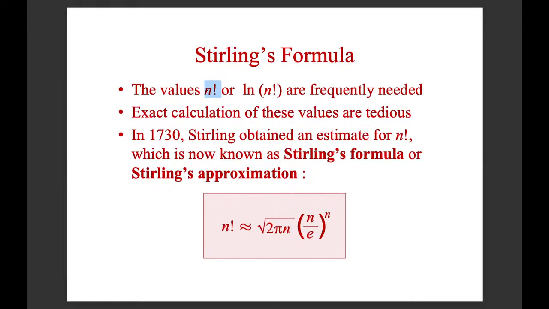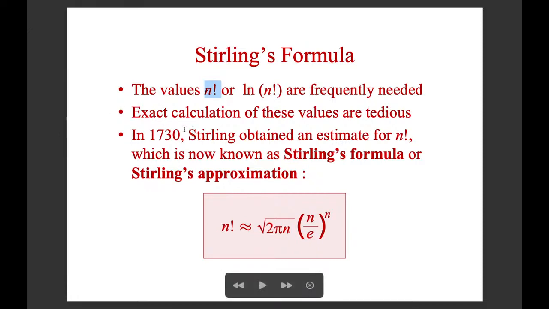Now, to compute n factorial, it takes order n time, right? So you get n and then multiply with n minus 1, multiply with n minus 2, and so on and so forth. So it takes a long time to compute the exact value of n factorial. Is there a way that we can use, let's say, a constant number of operations or log n operations so that we get a value close enough to n factorial? So this is the purpose of having Stirling's approximation.